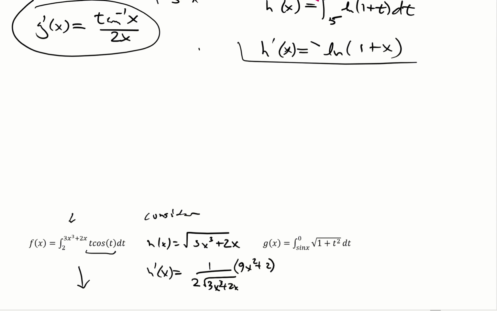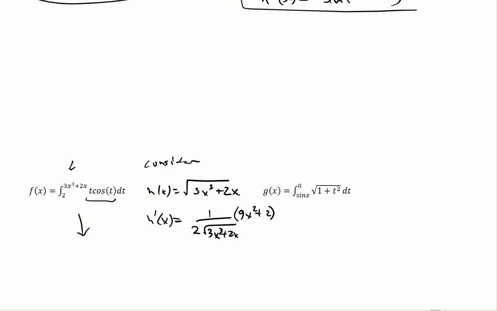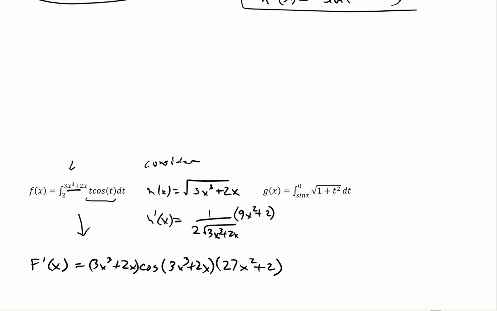Well, guess what? This is done the same way, except that the outer derivative, if you will, f prime, is the actual definite integrand, and inserted into it is this inner function. So the derivative is x cosine, whoops. What do we have to do? We have to apply the inner function to it, don't we? So it's going to be 3x cubed plus 2x times cosine of the same, 3x cubed plus 2x, and then times the derivative of that, which we found to be 9x squared plus 2. There you go.